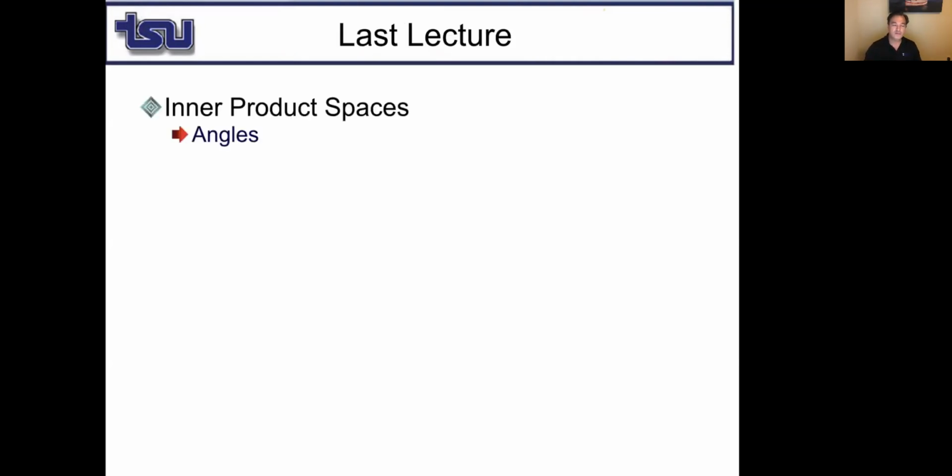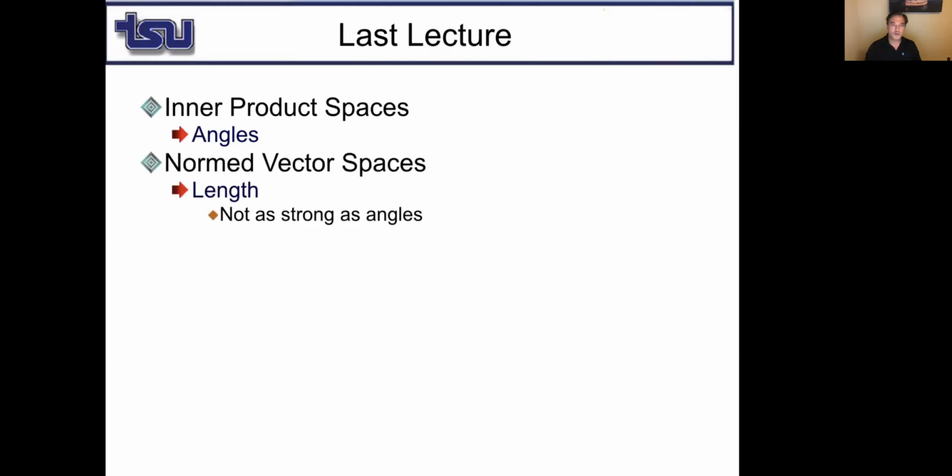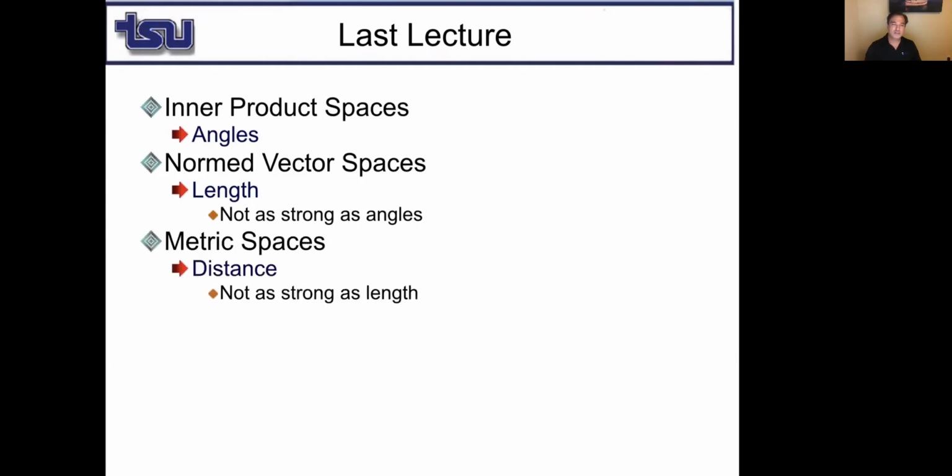In the last lecture, we talked about inner product spaces, and we said that in inner product spaces, we have an analogy to Rn. The inner product is a kind of measure of an angle between two vectors in the inner product space. We talked about normed vector spaces, and we defined a norm. Norm was a measure of the length of a vector in the normed vector space. And we said that length is not as strong as angles. We talked about metric spaces. In metric spaces, we define what a distance is. And we said that distance is not as strong as length.